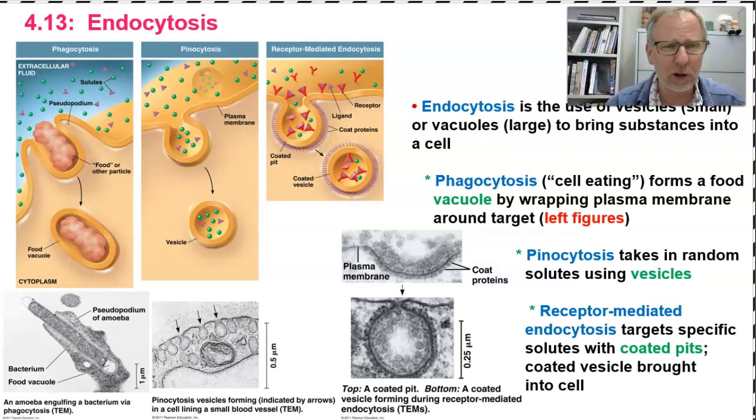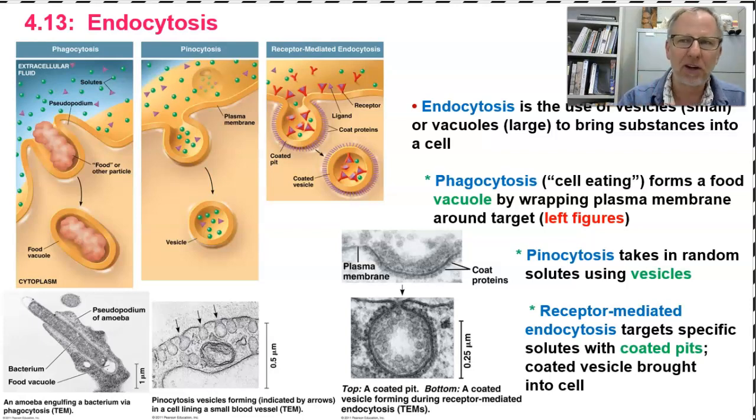Once that's brought into the cell, then I can ask you, which organelle is a eukaryotic cell going to then use to digest that material in that food vacuole? The answer would be lysosomes. Lysosomes would be sent to that food vacuole to digest what's in there. Look at the bottom left of the figure. It's showing you an electron microscope image of an amoeba engulfing a bacterium and using phagocytosis to bring that bacterium inside.